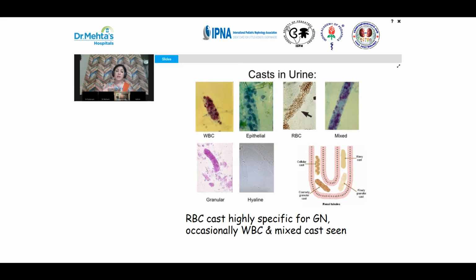Once there are granular casts, then we suspect that these casts may be from the tubule, and waxy casts are usually seen originating from the distal part of the tubule. Hyaline casts are actually most commonly seen, and they can almost be labeled as physiological because they are formed from the protein which is normally secreted by the tubules, the Tamm-Horsfall protein.